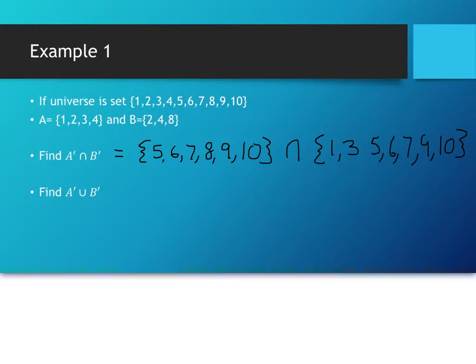Alright, so I'm looking for the common things in this. We have a 5, a 6, a 7, a 9, and a 10. So 5, 6, 7, 9, 10. And so once we have this, pretty clear that that's the answer.